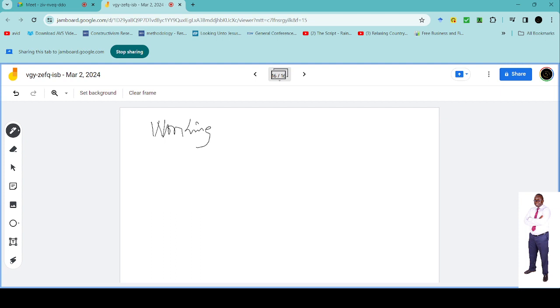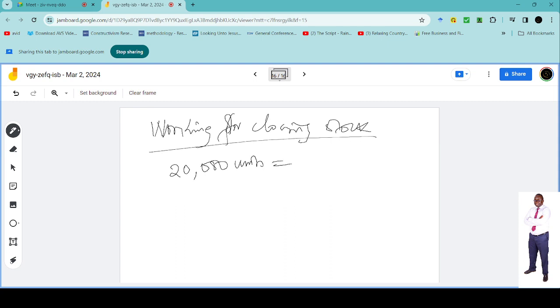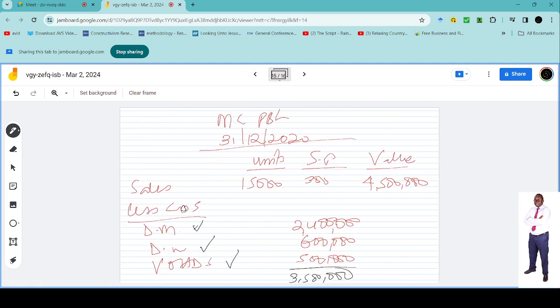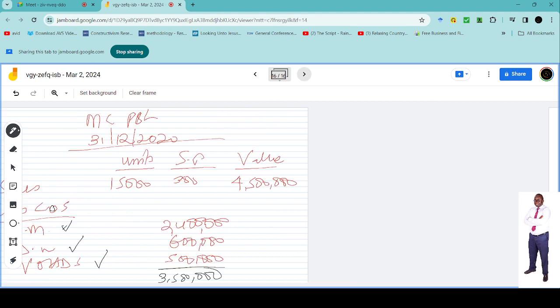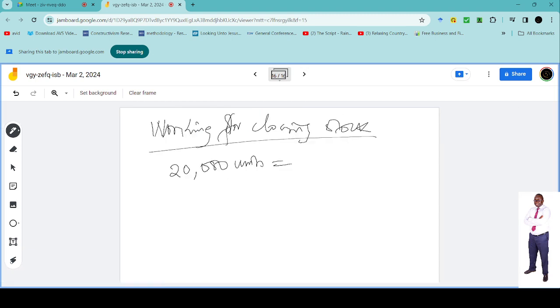And now we work out the workings for our closing stock. Let me have a normal plain paper. So workings for closing stock. We can even do the normal math that we used to do: producing 20,000 units would cost us the figure that we have here of 3.5 million.